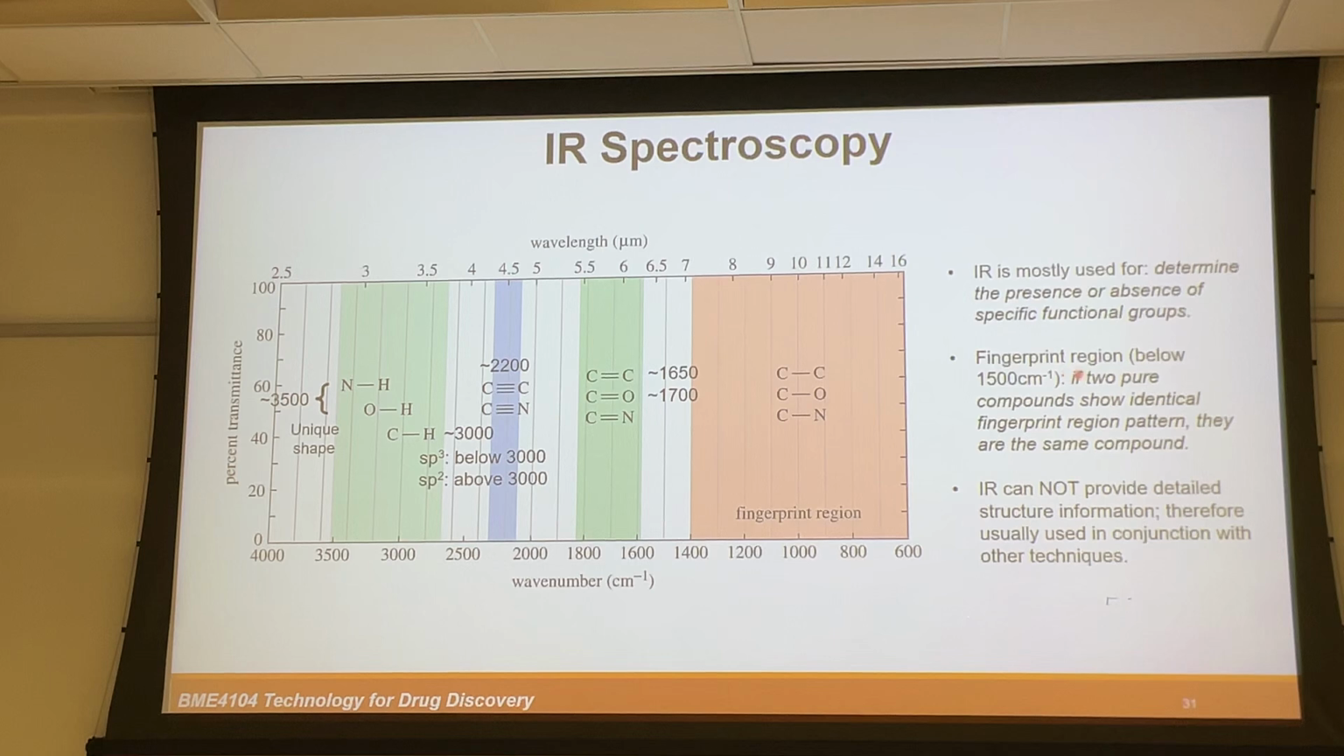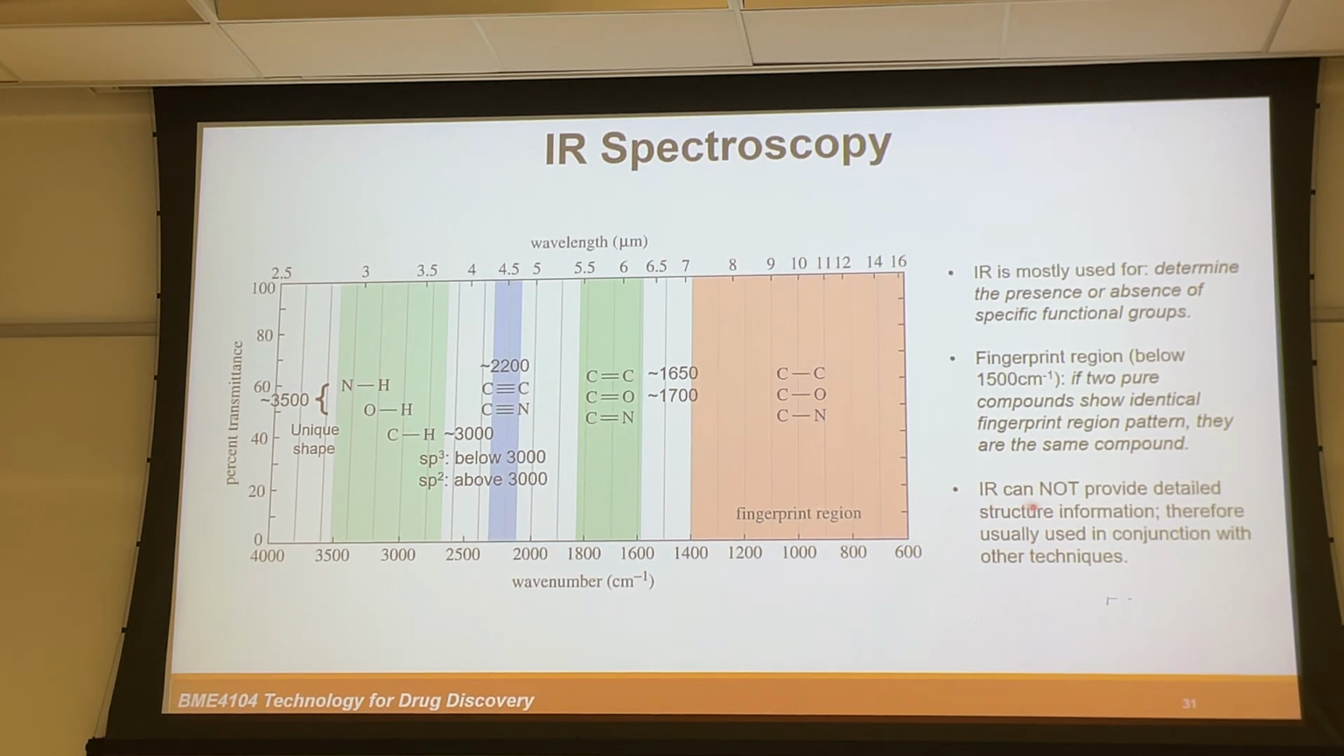And the fingerprint region, which is the one that we haven't really talked about, if 2 pure compounds show identical fingerprint region pattern, they are the same compound, all right? So in this way, we can characterize the purity of our product. And the other way also works. If they are the same compound, they should have exactly the identical fingerprint as well. If you see even a tiny difference in the fingerprint region, they are different molecules, all right?